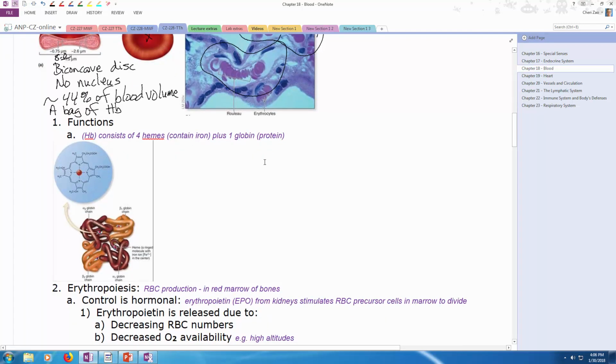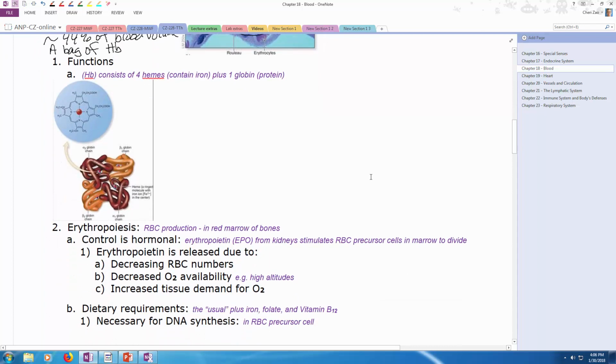Let's take a look here at our list of functions. Hemoglobin. So it's a bag of hemoglobin, and hemoglobin is designed to transport oxygen. Let's say carry first, and therefore transport oxygen. When we take a look at hemoglobin, it has 4 hemes. That's where it gets hemo from these hemes and globin from the protein component, so hemoglobin.